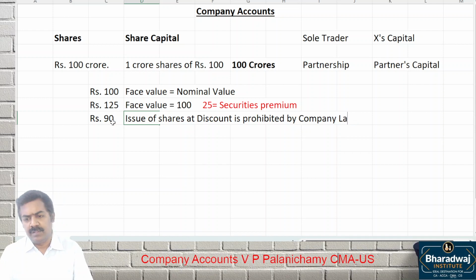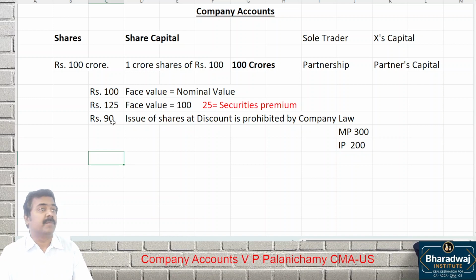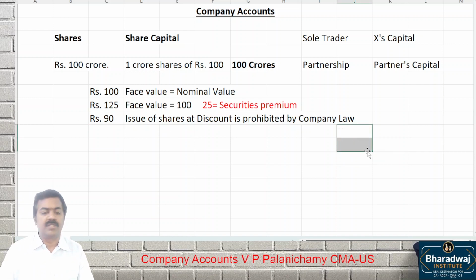For example, you are issuing shares to the employees. Let's assume market price is 300. You can issue the shares at what? Maybe like 200, 150 like that, but cannot be below 100. Cannot be below 100. So issue of shares at discount is prohibited by what? Company law.